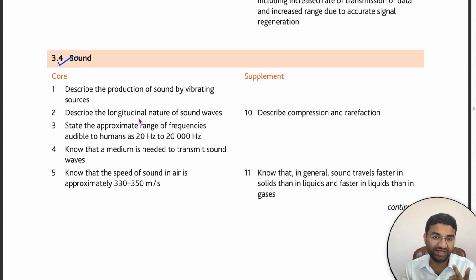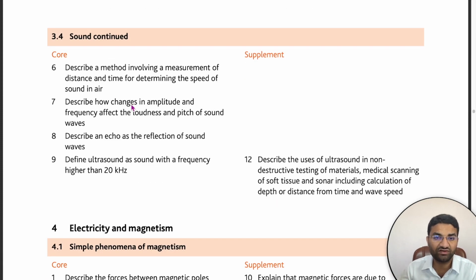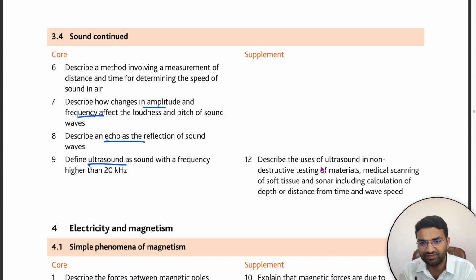Definition, what the human hearing range is, what ultrasound is, what the speed is, then compression, rarefaction. These concepts are for the extended student. Next, for a core student: what amplitude, frequency, wave speed, echo, and ultrasound are. For a core student, applications of ultrasound in the medical field, and calculating the depth of water.